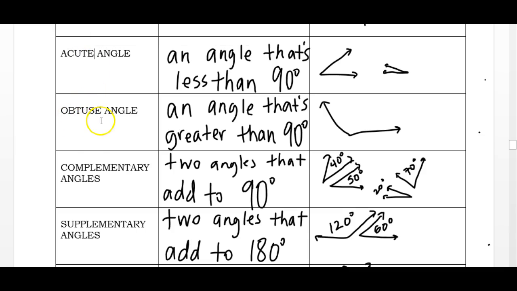The next word is an obtuse angle. An obtuse angle is an angle that's greater than 90 degrees. So again, think about that perfect L, and then you would open it up a little bit wider. That makes an obtuse angle.